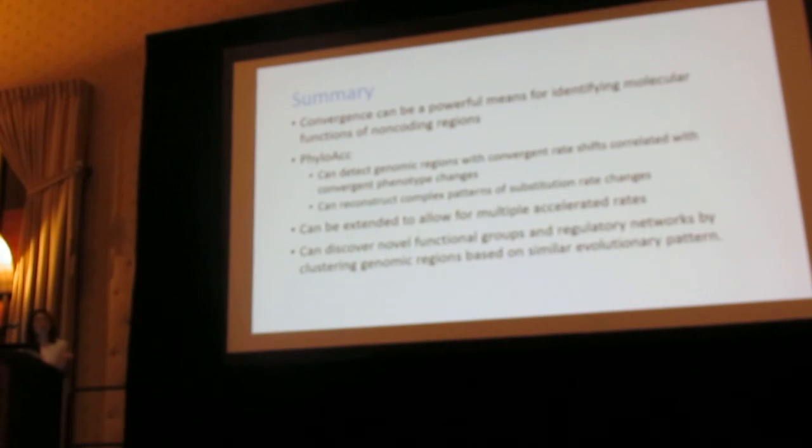In summary, convergence can be a powerful means to identify the function of non-coding elements. We developed a new method which can detect genomic regions with convergent rate shifts that correlate with convergent phenotype changes. We can also reconstruct a complex pattern of substitution rate for each element. And this method can also be used to discover novel functional groups by clustering genomic regions with similar evolutionary patterns.